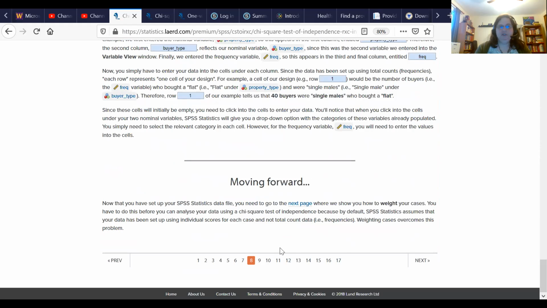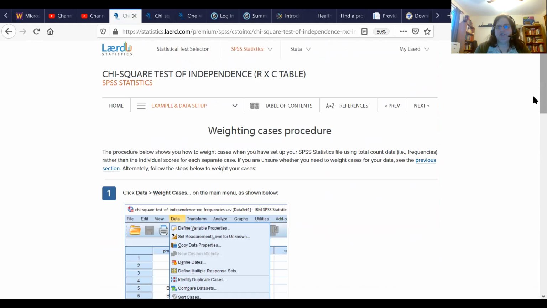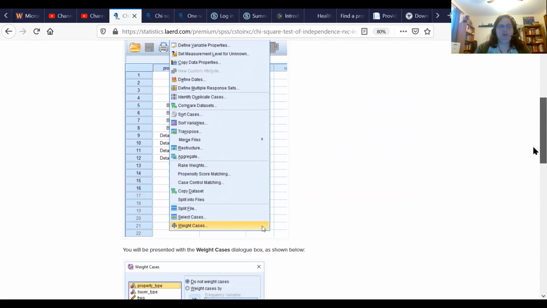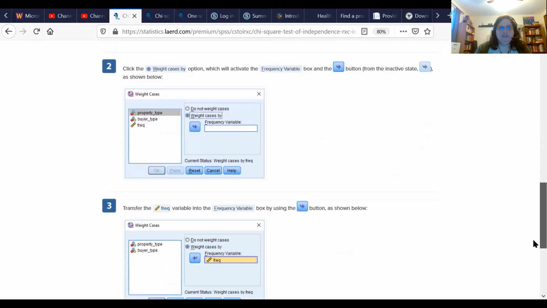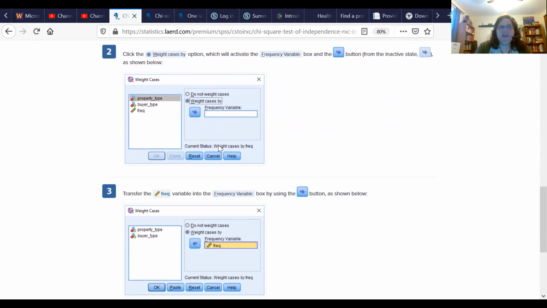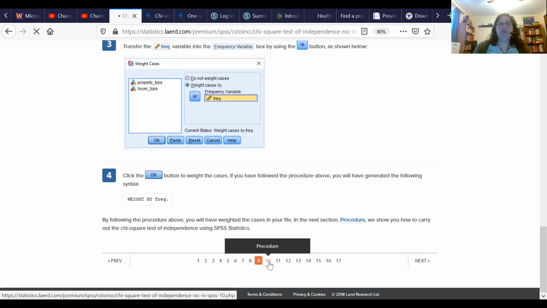And then what do we have to do? Same thing. We're going to weight our cases. So we go under data, go under weight. What are we weighting by? Weight cases by frequency. You can also call it count. You can also call it spaghetti. It really doesn't matter what you call it, as long as you know that that is your count or frequency for this data. Okay, all right. Let's go to the procedure.